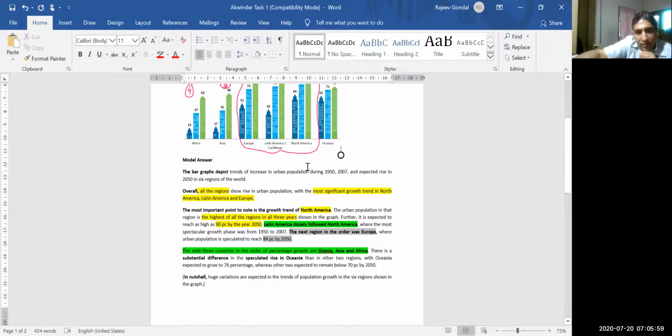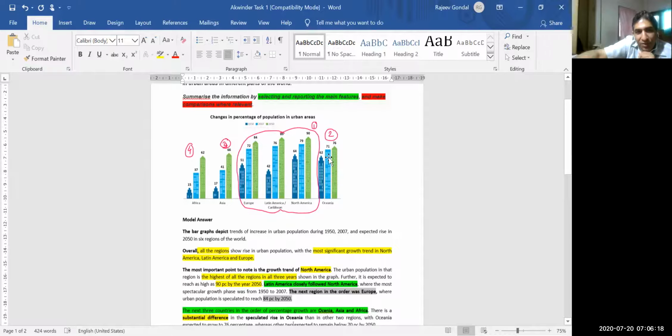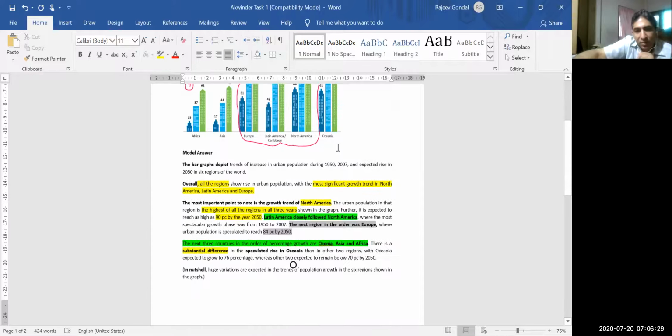And that's where we are making comparisons here. There is a substantial difference. What do you mean by substantial difference? Isn't it a comparison? You are comparing it with something else, right? So that's why we are saying this. There is a substantial difference in the speculated rise in Oceania, I'm sorry, the correct pronunciation. Oceania is 76, whereas others are 66 and 62. So, if you talk about these three groups, Oceania is hands down the winner.